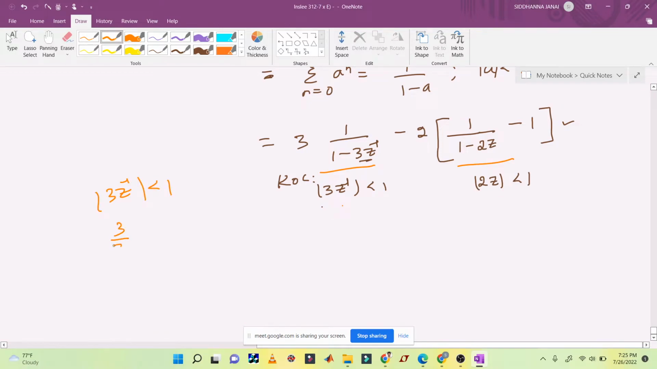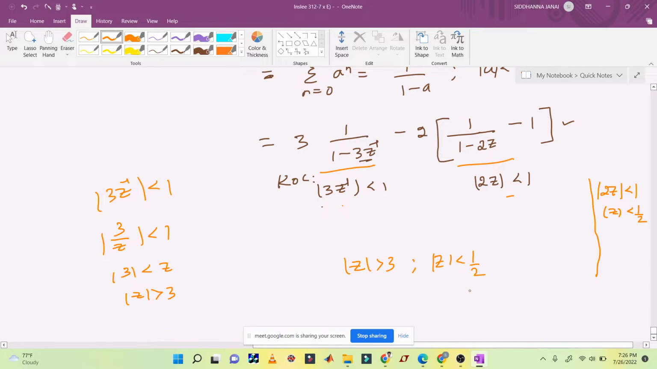So this implies 3 by z less than 1, or 3 is less than z, or z is greater than 3. Okay, this is 1. Now considering this one, I will write on the other side. So 2z less than 1 means z less than 1 by 2. Here we are saying z is greater than 3, and another point we are saying z is less than 1 by 2.